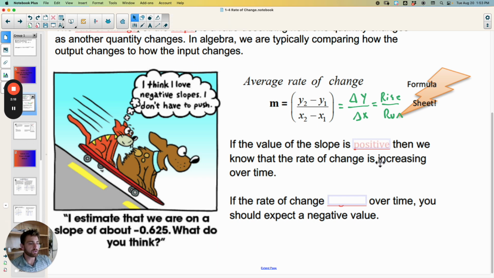If the value of the slope is positive, then we know that the rate of change is increasing over time. And if the rate of change is negative over time, you should expect a negative slope. Okay, and a good little visual here is I've got my cat and dog here, and the cat's thinking, I love negative slopes. I don't have to push. So it's a negative slope because they're going downhill, and that's a good thing to remember: if you're reading your coordinate grid from left to right, if the line looks like it's going downhill, then it's a negative slope. If it looks like it's going uphill, then it's going to be a positive slope. All right, let's keep going.